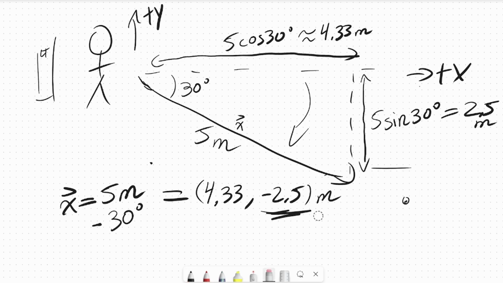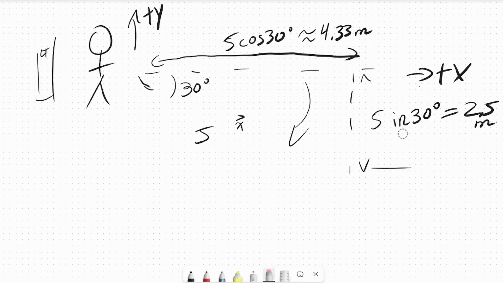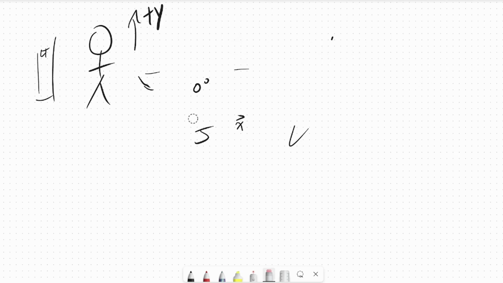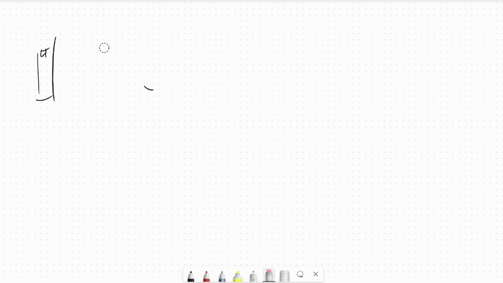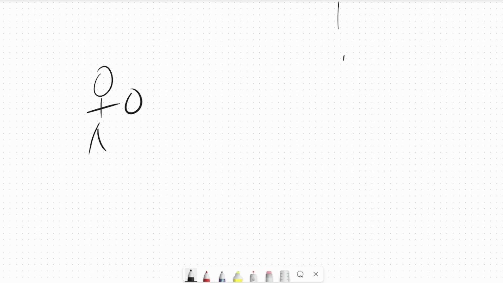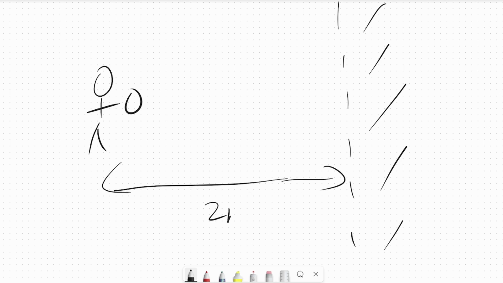Now let's look at one more example before we wrap up. All right, so let's say that I threw a ball at a wall. So I have a ball, this is going to be a wall, and I threw a ball at it. It hit the wall, and the wall is 2 meters away. That's going to be a positive x-axis. That's going to be a positive y-axis.